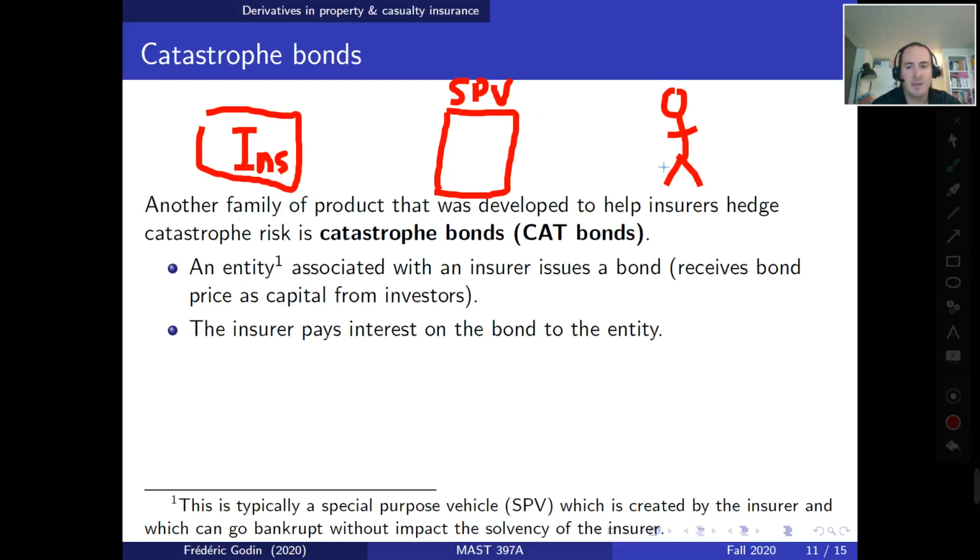So in these deals, the SPV issues a bond. By selling a bond, the investors will give the capital to the SPV.